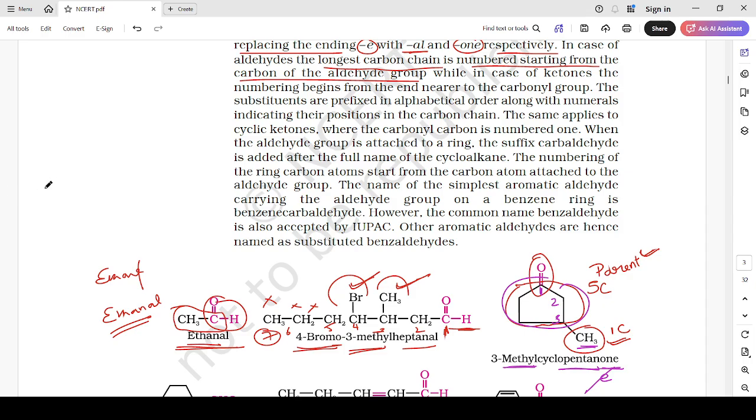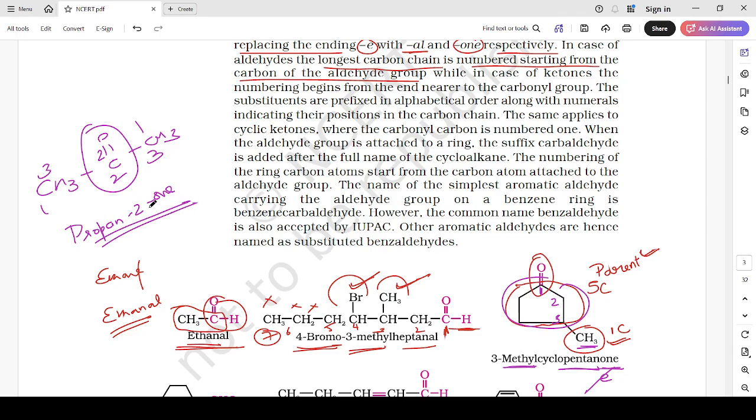Understood? Let me take this CH3COCH3. 1, 2, 3. 1, 2, 3. In any position I do, the ketone gets the second position here, right? How many carbons? 3 carbons. So it is propan-2-one. At the second position, one ketone is there. In other words, I can say it is 2-propanone. Nothing wrong in it.